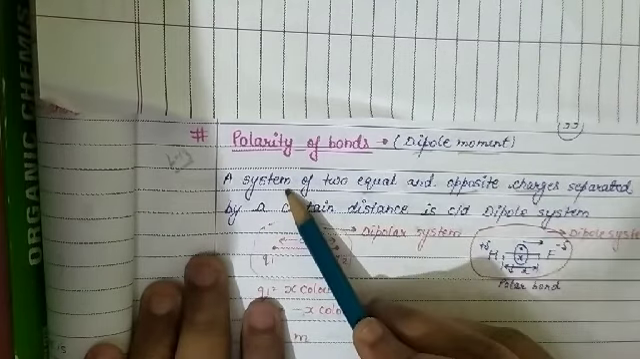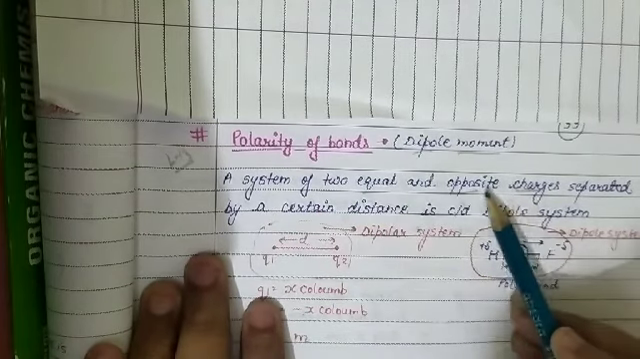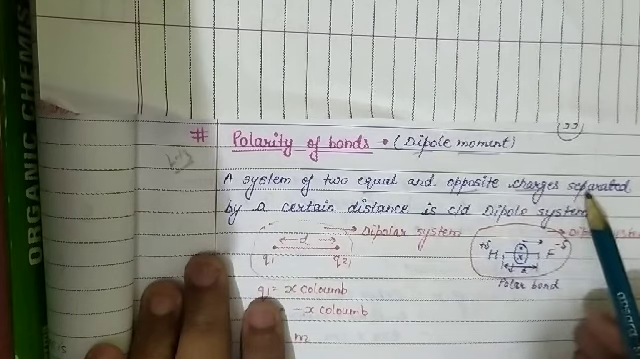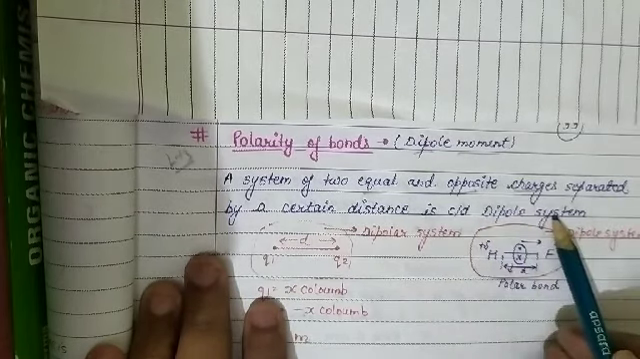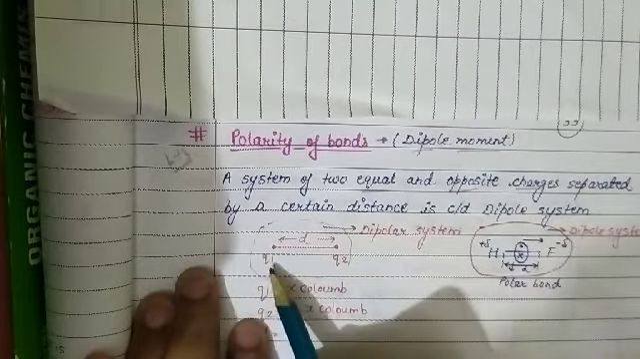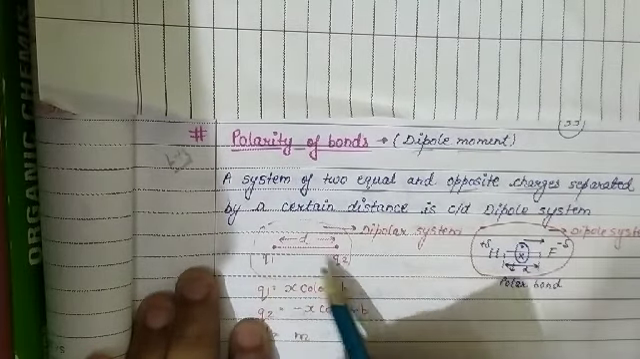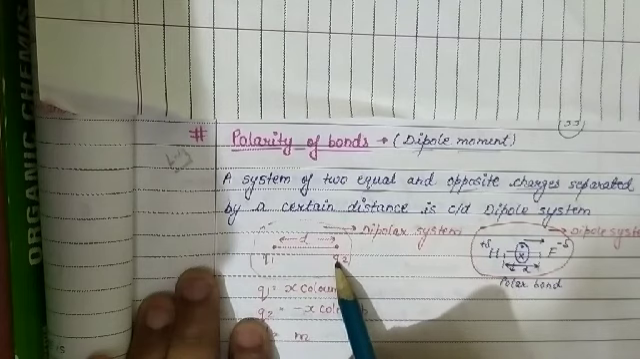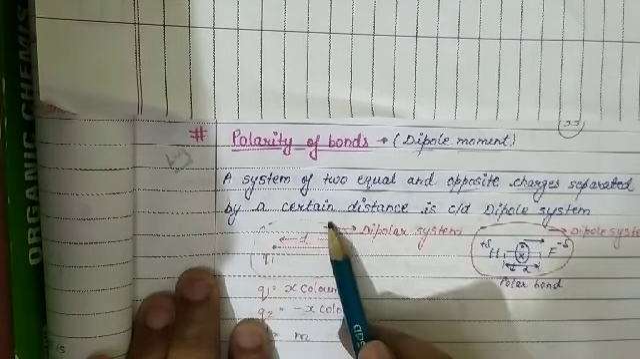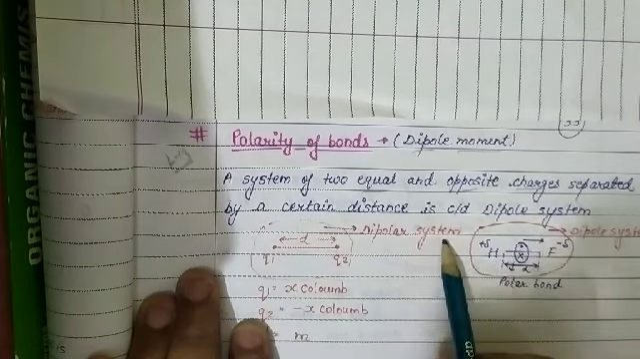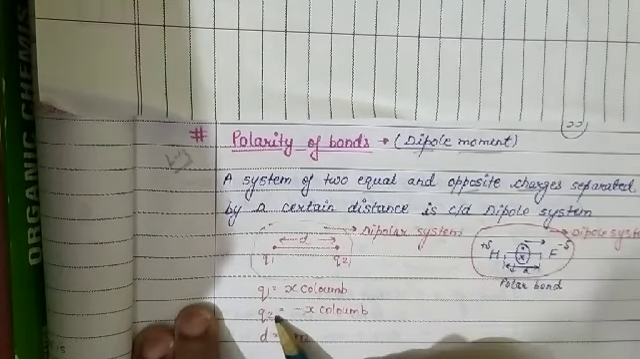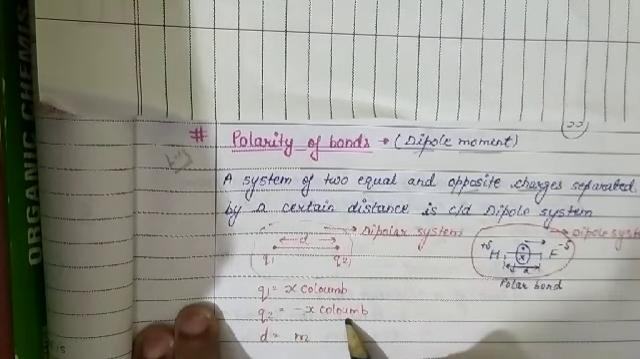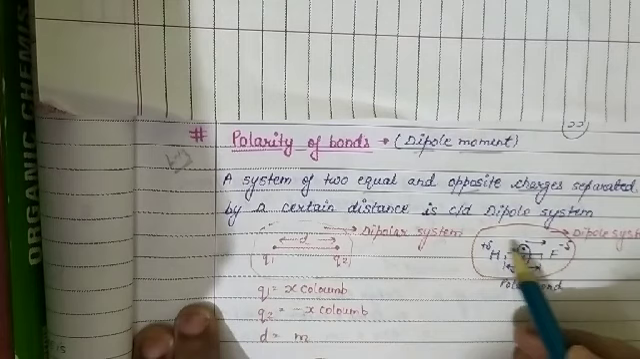A system of two equal and opposite charges which are separated by a certain distance is called a dipole system. Like this, the charges q1 and q2 are equal and opposite, and these charges are separated by a certain distance. Therefore, the system is known as a dipolar system. So it forms a dipole. If q1 is x coulomb, then q2 will be equal and opposite, so minus x coulomb. So this will form a dipole.